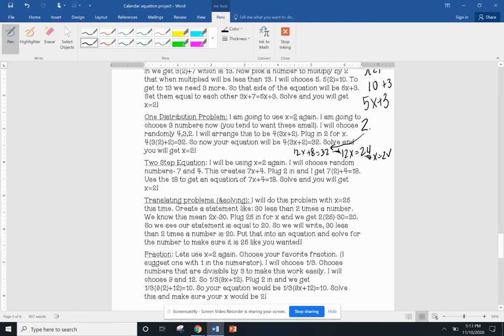My two-step equation is always in the form of ax plus b. So that's why I chose an a as 7, a b as 4. And then when I plug 2 in, I get 18. So I just set it equal to 18 and move along. When I solve that, I get x is 2.